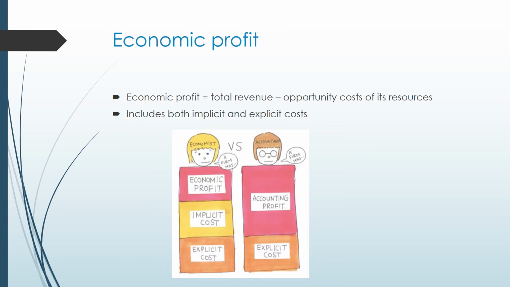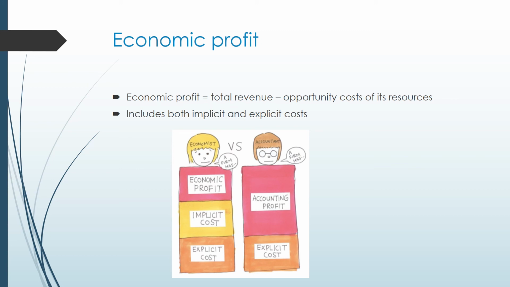All right, now economic profit, obviously in an economics class, this is the one that we're going to be most concerned with, as well as contrasting it with accounting profit. Economists, because we think opportunity cost is hugely important, are going to care about both the explicit and implicit costs. So economic profit is going to equal total revenue minus the opportunity cost of its resources, which are both the implicit and explicit costs. If you wanted to write in your notes, probably the best way to write this is: economic profit equals total revenue minus implicit and explicit costs.